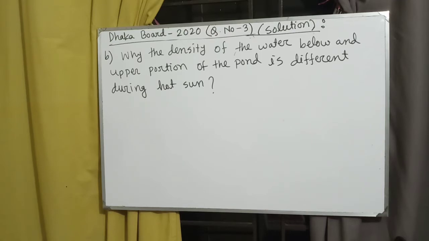During a hot summer day, the temperature of water of the upper portion of the pond is much more than the temperature of the water of the lower portion of the pond. So, the density is different between water of the upper portion and lower portion during the hot summer day. So, the density of the water below and upper portion of the pond is different during hot sun.